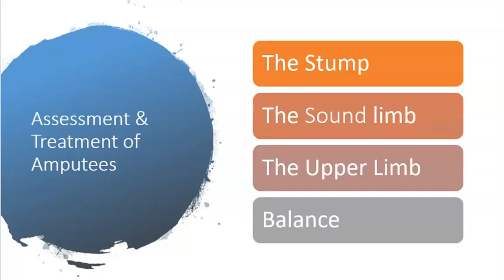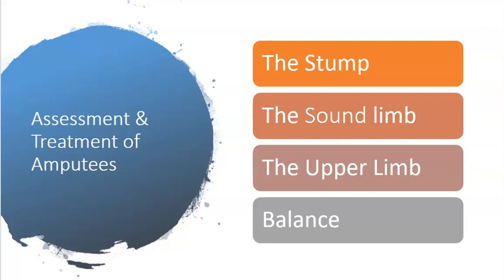So we're going to divide this into four specific areas. What we want to do is talk about the stump. Okay, that could be the upper limb or the lower limb. It will be part of the limb that has been removed, and this is referred to as the stump. Then we're talking about the sound limb. Okay, this might be the arm or the leg. We're assuming that they're not a bilateral amputee. That would be a very different style of rehab.